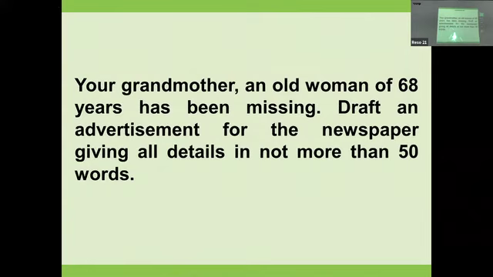Where missing person is concerned, you can get two categories. First could be the old age member or some tiny tots, 6 years, 7 years, 8 years का भांजा भतीजा या somebody is missing. उसके लिए आपको ये ask. So a grandmother, woman of 68 years, has been missing. Draft an advertisement for the newspaper giving all the details in not more than 50 words.